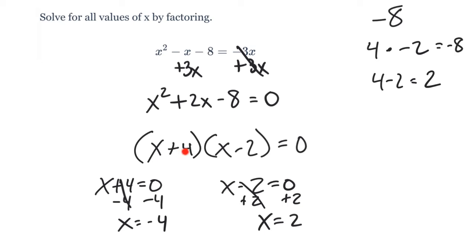Because I had a positive 4 in parentheses, so I know that x would be negative 4 to make it 0. I had a negative 2 in parentheses, so I knew this x had to be a positive 2 to make it 0. 2 minus 2 is 0. So 0 times all this would make it 0. Negative 4 plus 4 is 0. So 0 times all this would make it 0. And that's how it works. That's all you have to do to solve it.